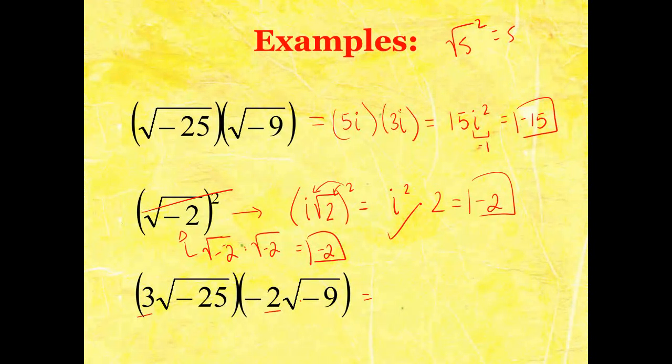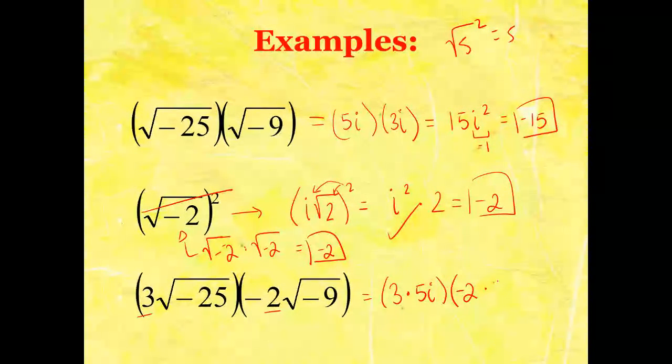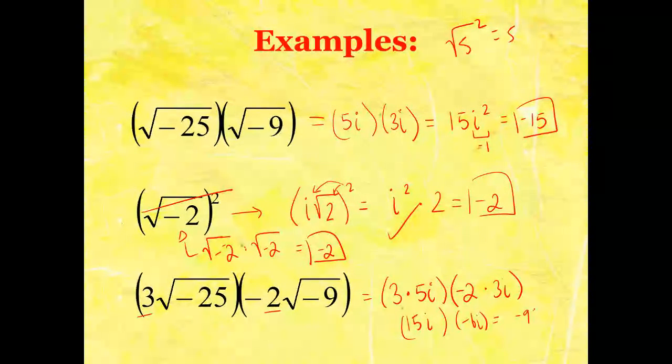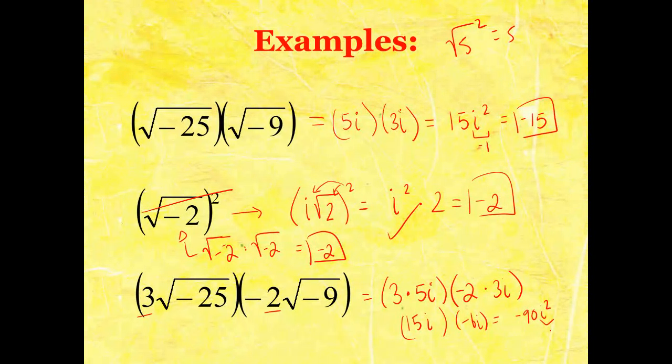What about this one? Let's multiply the numbers in front and simplify all of this. I've got 3 times 5i times -2 times 3i. I'm just multiplying everything. So I've got 15i times -6i. 15 times -6 gives me, what is that? 15, 30, 45, 60, 75, 90. -90i squared. This is just -1, so I just get 90.